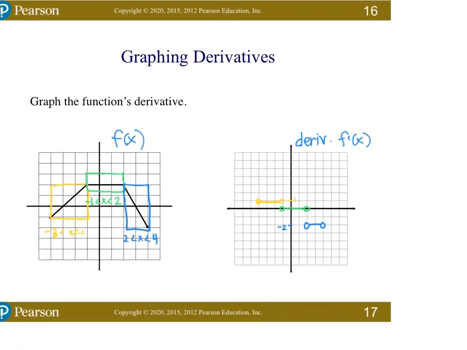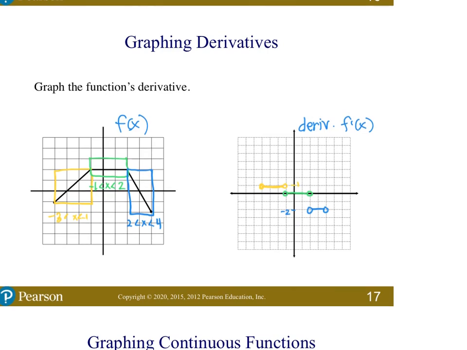Or if your original graph has hard corners, then your derivative graph will have jump and gap discontinuities in between. So you should be able to go back and forth between derivatives and original functions, either way, starting with one and going to the other in either direction.